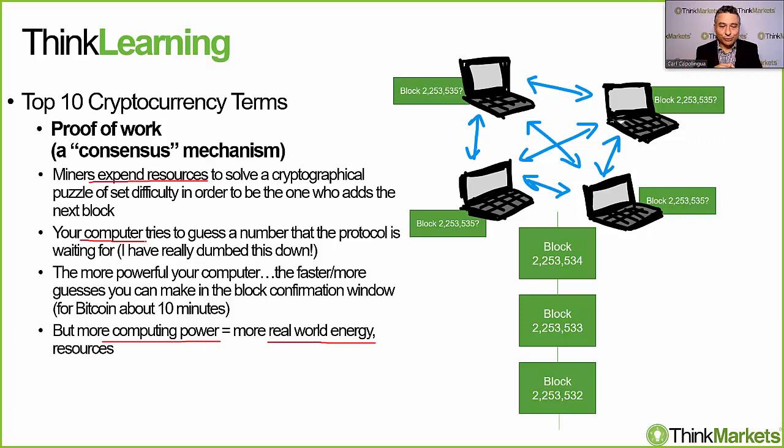And the more powerful your computer is, the faster and the more guesses you can make within a period of time. And for Bitcoin, the period of time is about 10 minutes for the addition of each new block to the blockchain. So it's a bit of a race within that 10 minutes to guess this particular number. I know it sounds pretty silly that this is actually how it works, but it is how it works. And if you're lucky enough to be the one that guesses that number, you are then rewarded or awarded the right to bundle the transactions in the mempool and then add that to the next block.